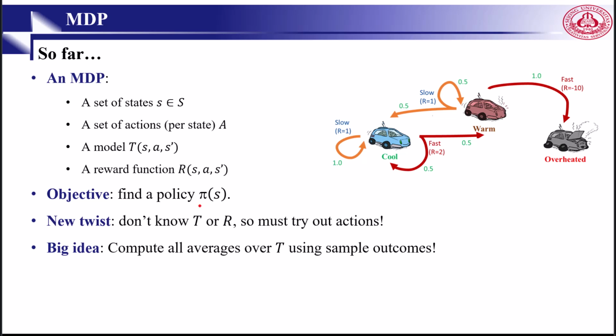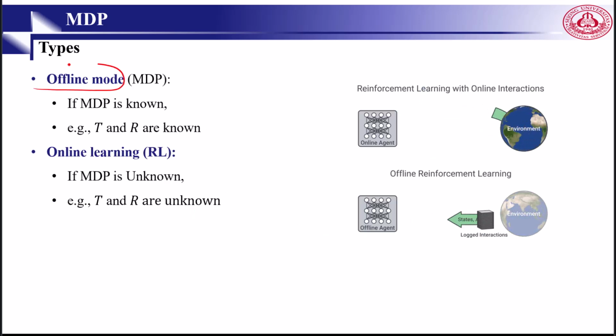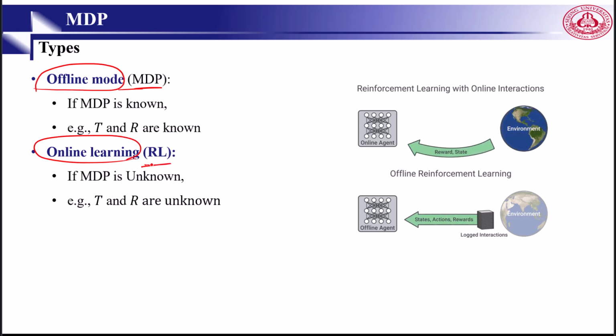So our objective is to find an optimal policy, but we don't know T or R. We just must try out actions. What is the idea here? We compute averages over time using complete outcomes. We may have offline mode that we call MDP, or we may have online learning that we call reinforcement learning. In general, online learning means we are doing it as the data or experience comes in. And in the case of offline, it means we have a static data set or a set of fixed information about the environment.